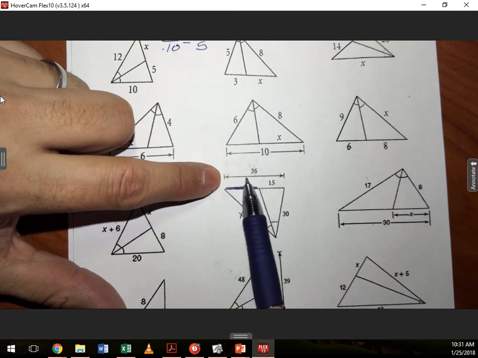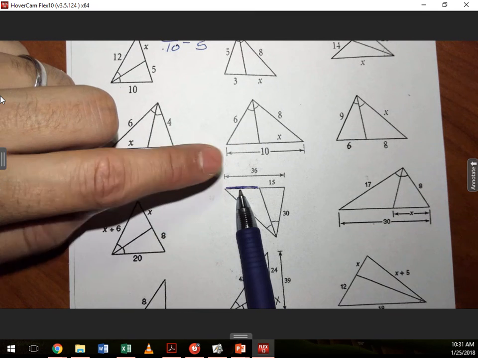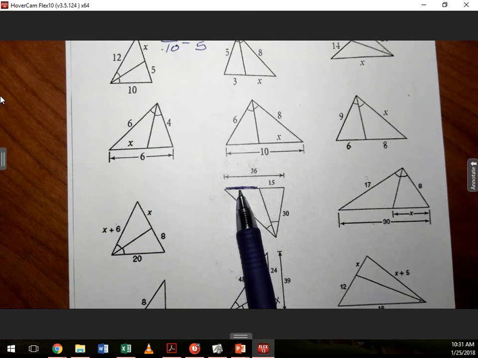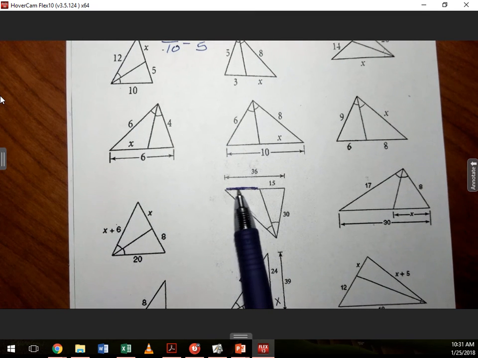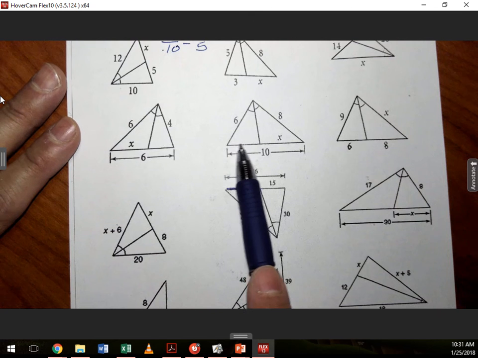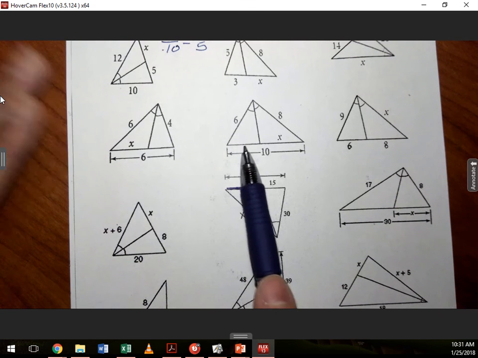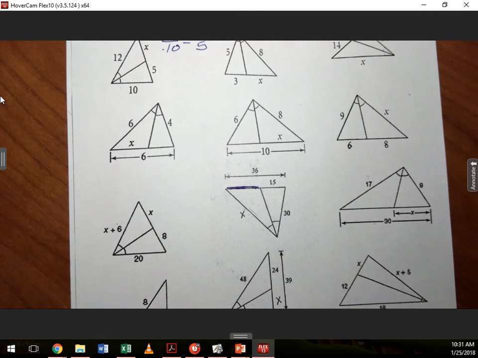But over here, you would do 36 minus 15, but you can put those together because neither of them are variables. So you actually do get a number here. This one, you get an expression, you get 10 minus x. Does that make sense? Yeah.